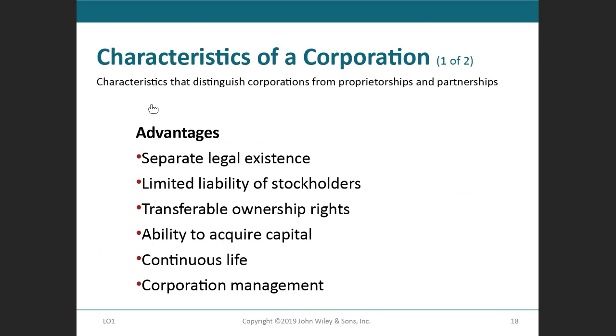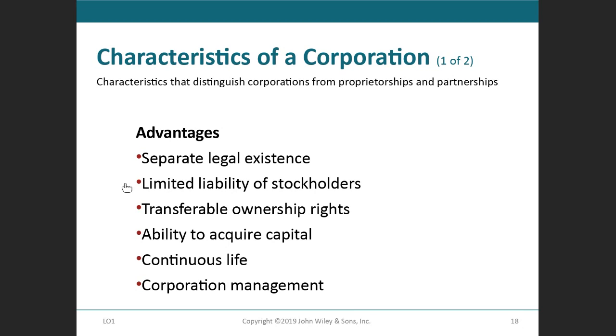Having a separate legal existence gives you certain benefits. So you have a corporation that is independent of the people who own that corporation. So it has a separate legal existence. You can file a court case against the corporation, right? Against the corporation. It is a legal entity. It exists by itself.